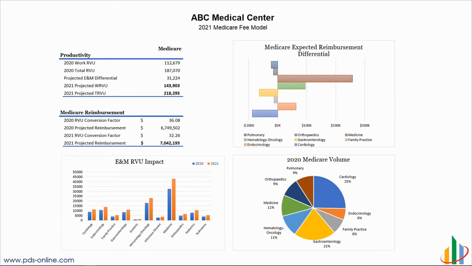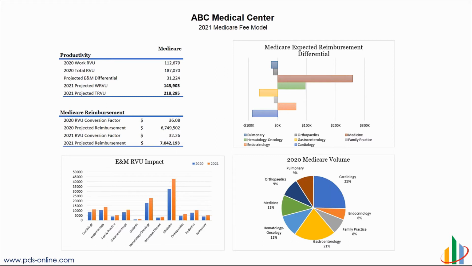Okay, so this is a dashboard that I put together trying to understand. The first thing we want to do is make sure that we understand how this is going to impact our organizational reimbursement from Medicare. And the way I did this is I pulled all of the E&M codes that I had done year to date, starting in 2020, and I revalued those. So I put the new RVU values on those so that I understood at each level how much our RVUs are going to increase. The next step that I did is I pulled my 2020 work and total RVU for my Medicare services, and then I added in the E&M differential that was there so that I came up with a projected work and total RVU.